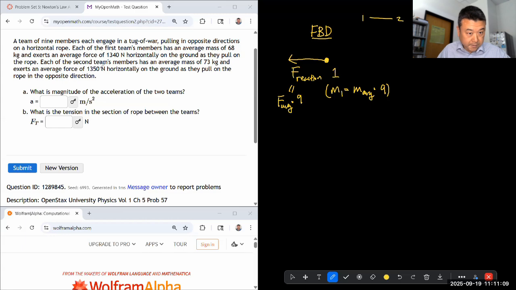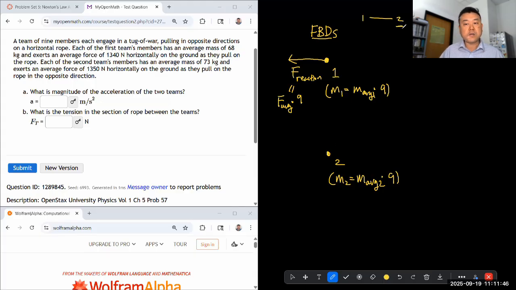Each of the second team's members has an average mass of, okay, let me draw the second free body diagram. So free body diagrams. Second team, mass of the second team should be the average mass of the second team times 9 again, because each has 9 people. And I'm given the average mass, 73 kilograms. That doesn't seem fair. They are not evenly matched. And exerts an average force of 1350 Newton horizontally on the ground.